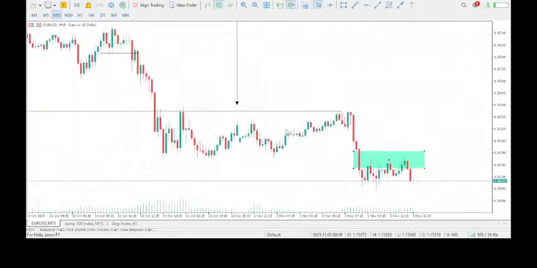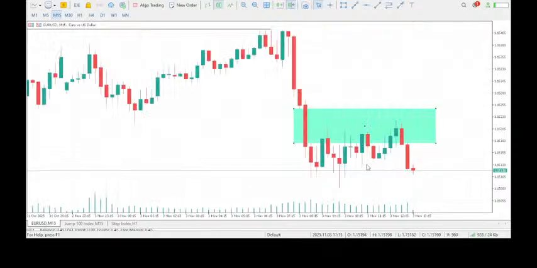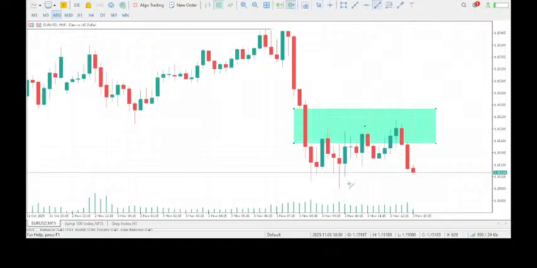Also, this fair value gap was respected, and as I can see, the way it is respected, and also taking out this liquidity here, I also wanted to maybe take out this low that we have right here. So yeah, basically that's what I want to anticipate for this one.